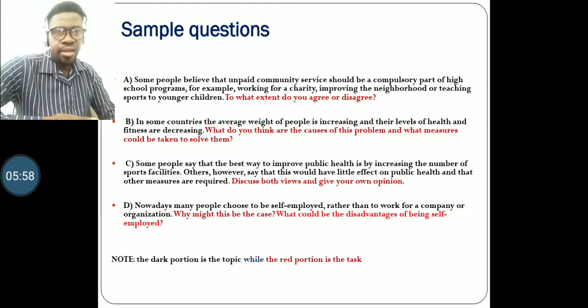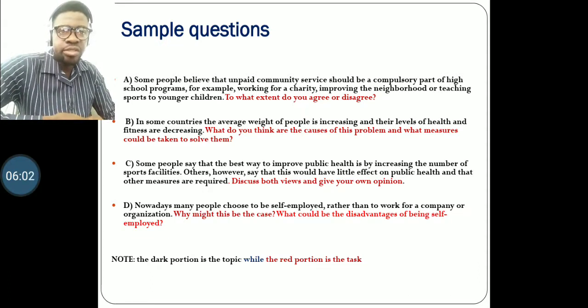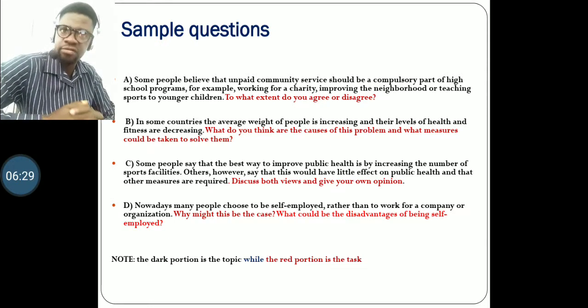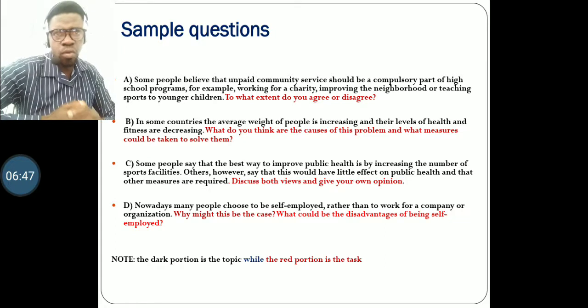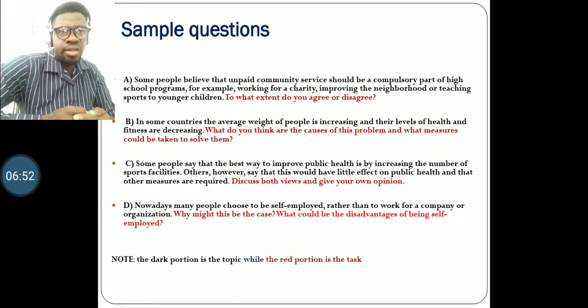Okay, let's look at sample D. Sample D says, nowadays many people choose to be self-employed rather than do work for a company or organization. Why might this be the case? What could be the disadvantages of being self-employed? Okay, here you have a question asking you to give reasons why people do something and say whether there are benefits or maybe what the demerits of that thing is. Why do people want to be self-employed in the first place? This is not a typical agree or disagree question or give your opinion. You're simply looking at reasons why people want to be self-employed and the disadvantages of being self-employed.